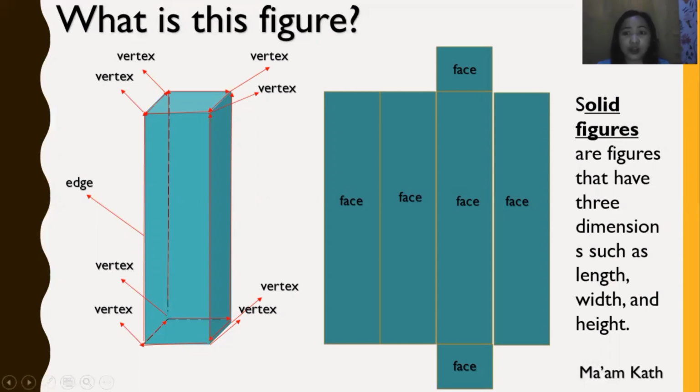Solid figures are figures that have 3 dimensions such as length, width, and height. Looking at this picture, we have here the length, the width, and the height of this rectangular prism. And this is an example of a solid figure.